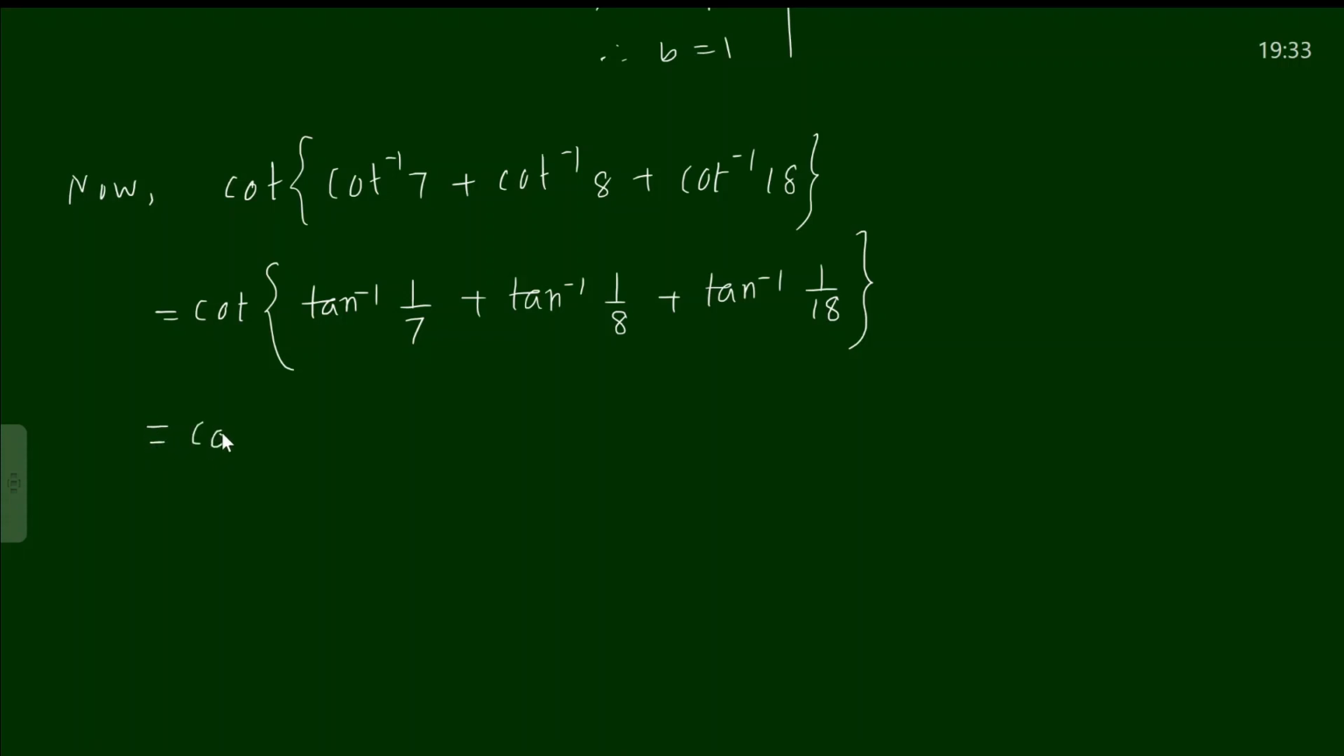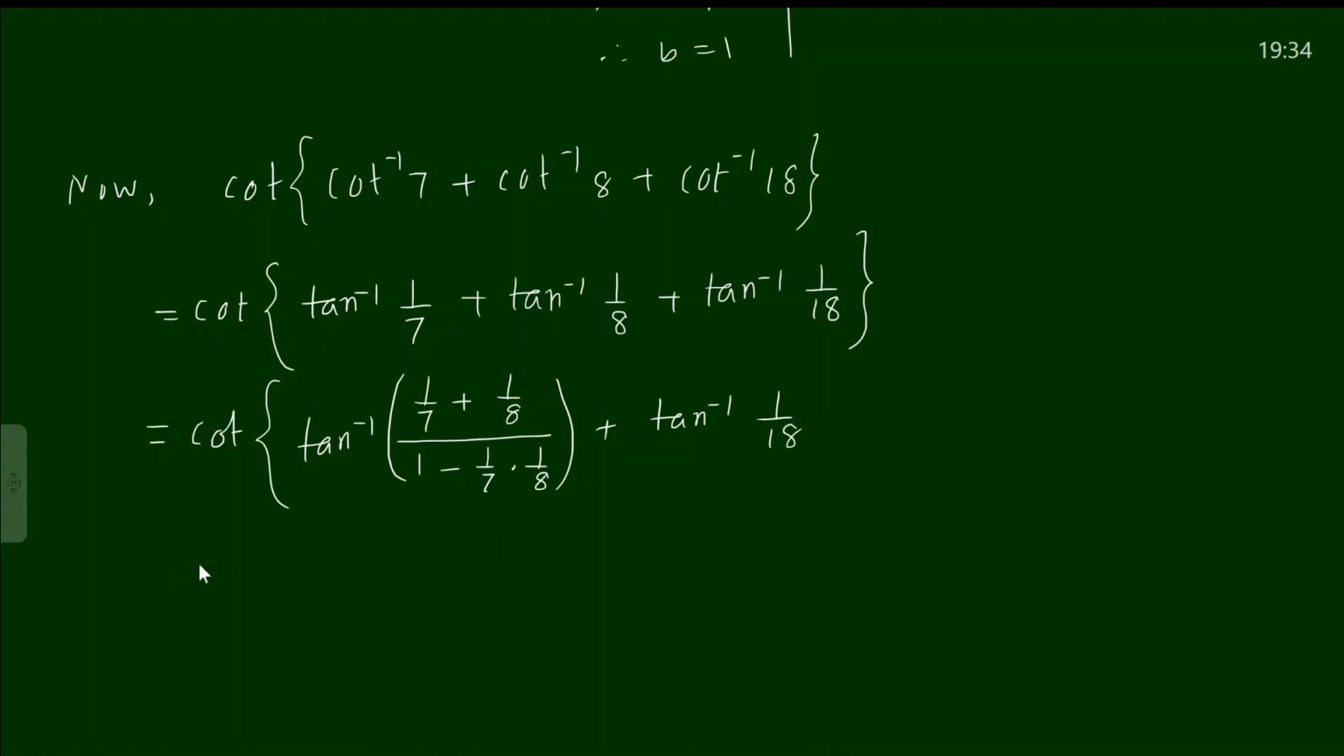So this is equal to cot function remaining the same, and then combining these two by the formula, it is tan inverse of 1 by 7 plus 1 by 8 whole divided by 1 minus 1 by 7 into 1 by 8, then plus tan inverse of 1 by 18 is already here. So this is equal to cot function remaining the same, then tan inverse of, you see, 8 plus 7 is 15 in the numerator, divided by the LCM, 56 minus 1 is 55, then plus tan inverse of 1 by 18 only.